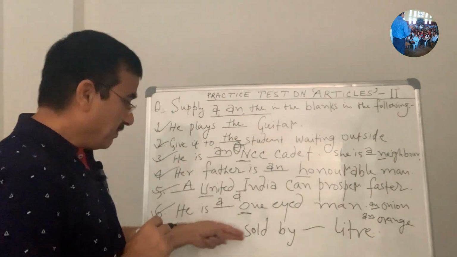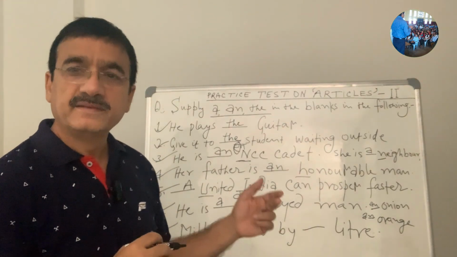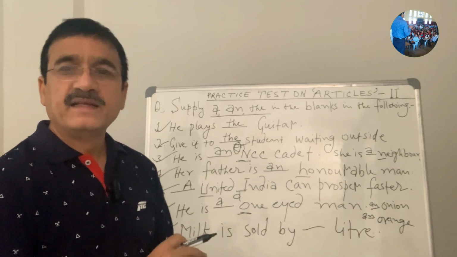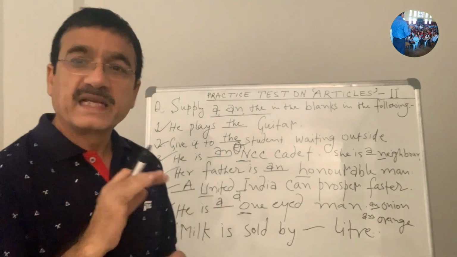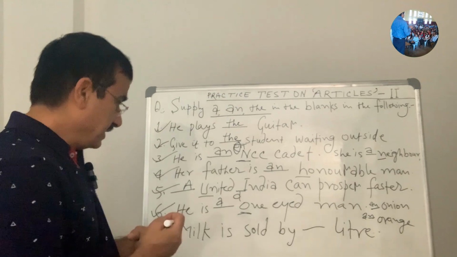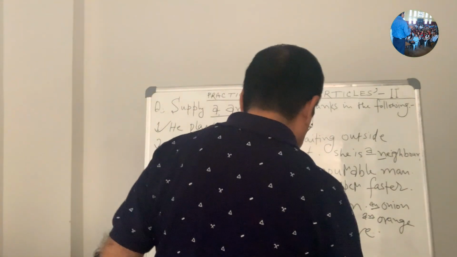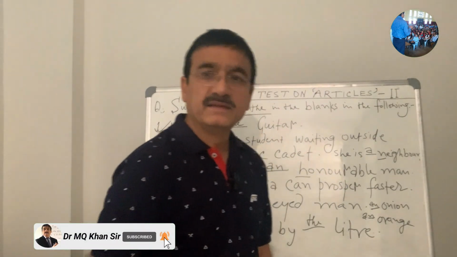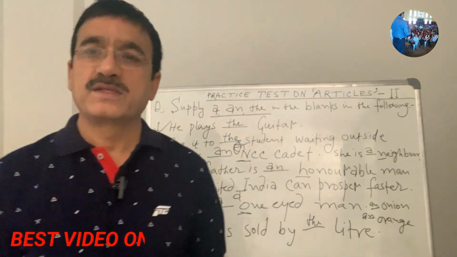Look at 7. Milk is sold by a liter, or by an liter, or by the liter. So when we talk of measurement, kilo, liter, meter, etc., then what should come here? By the liter. Milk is sold by the liter, by the meter, etc. So today this much.